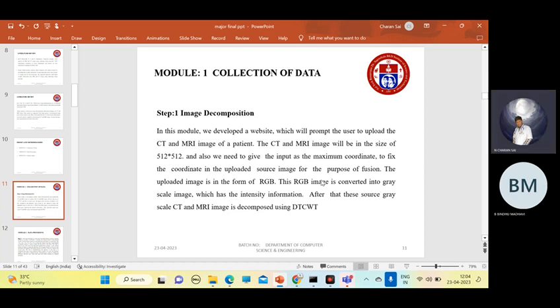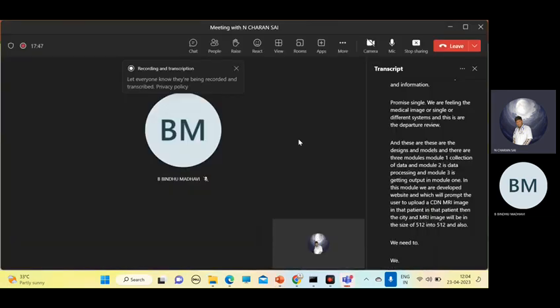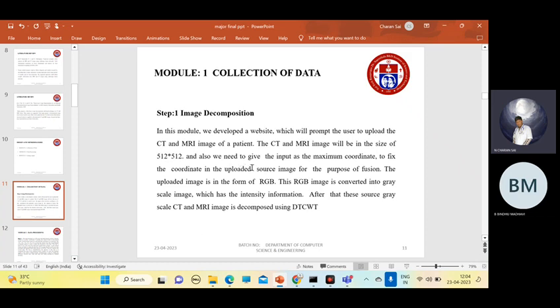The CT and MRI images will be of size 512 by 512, and we need to give the input and fix the coordinates in the uploaded source images for the process of fusion.